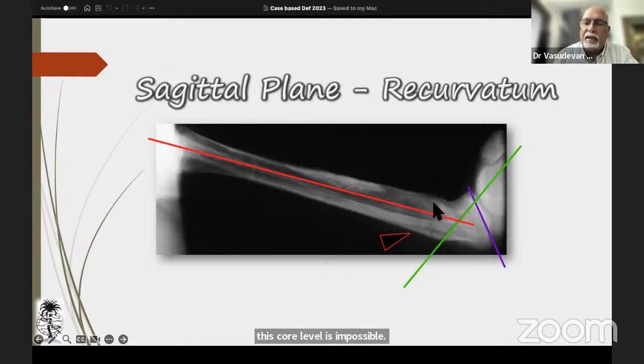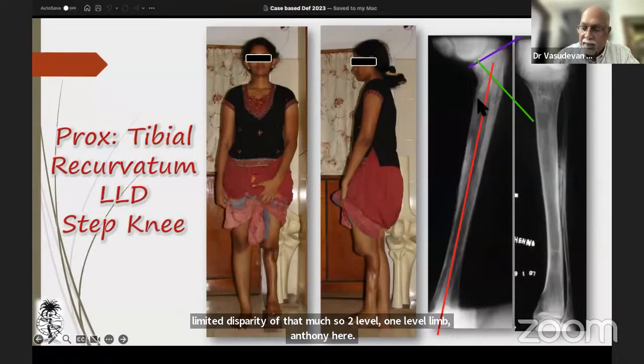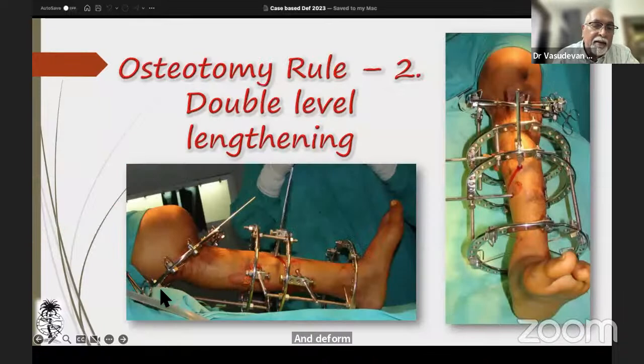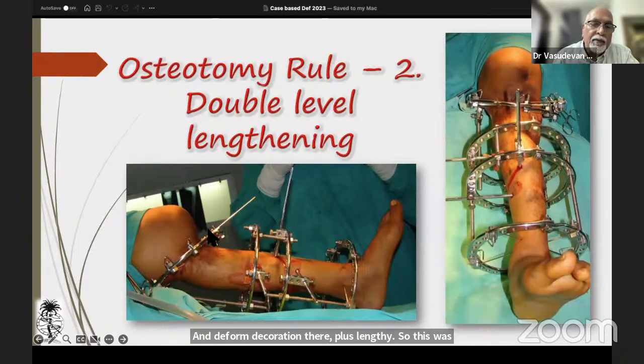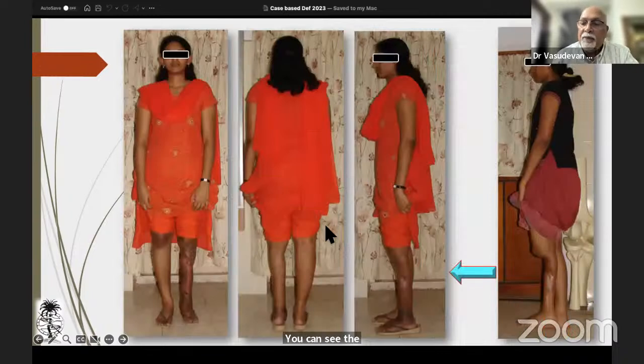So that means it becomes osteotomy rule 2, as mentioned in the deformity planning by Hemant. So this is what I did. She had a limb length disparity of that much. So two levels: one level limb lengthening here and deformity correction there plus lengthening. This was the frame looking like. The hinge is at that point. This is the osteotomy level. You can see the osteotomy got translated and ultimately it got remodeled very well. You can see the regenerate going on both sides, and before and after.